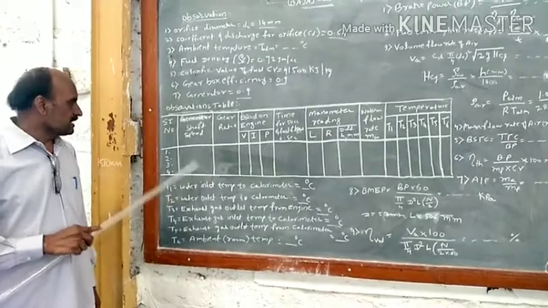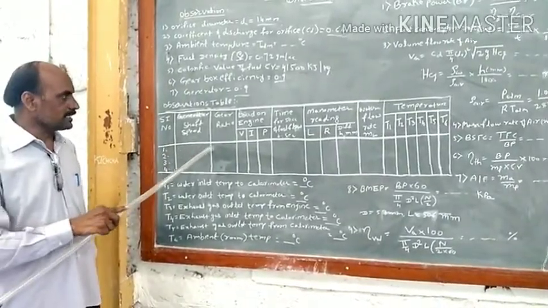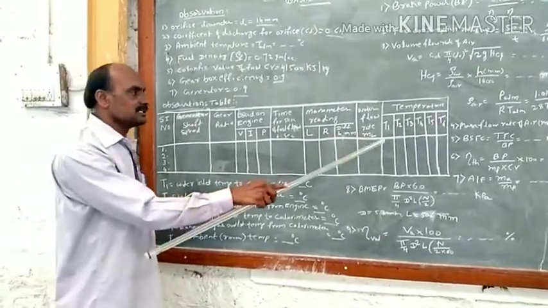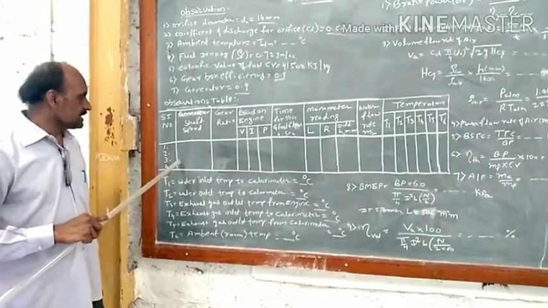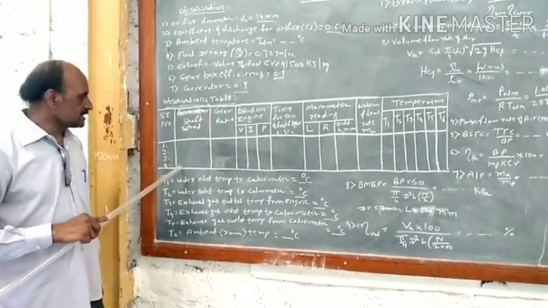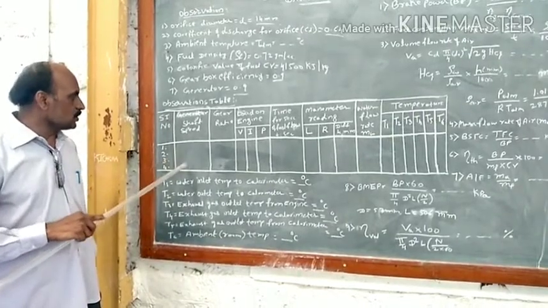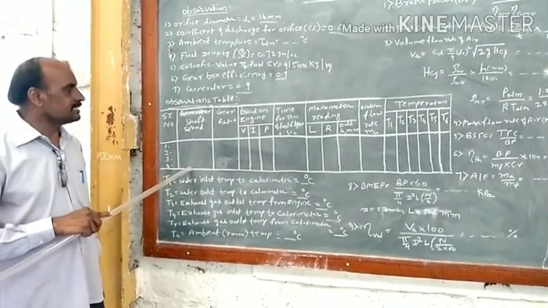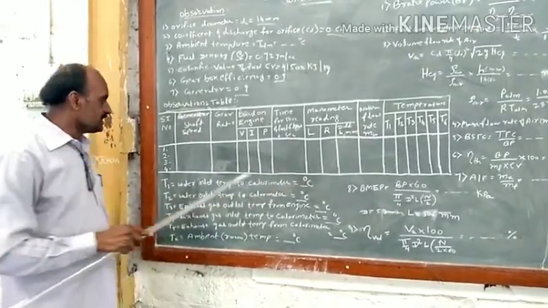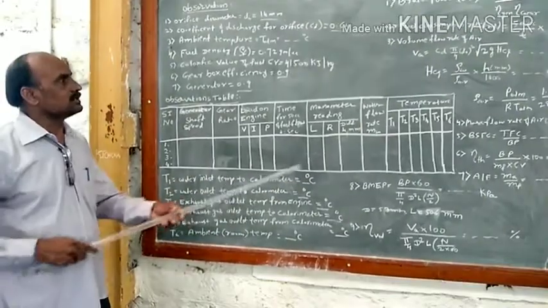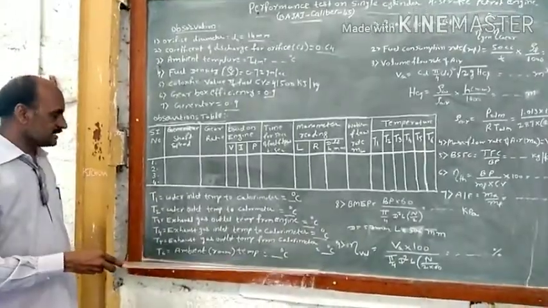So initially all these values are taken without loading the engine, without switching on any heater coil. Later, one heater coil is switched on, and we note down all these values. Second, 2 coils are switched on, next 3 coils, next 4 coils. So for various loads on the engine, we note down all these readings, and with these readings, we calculate all these efficiency parameters discussed.